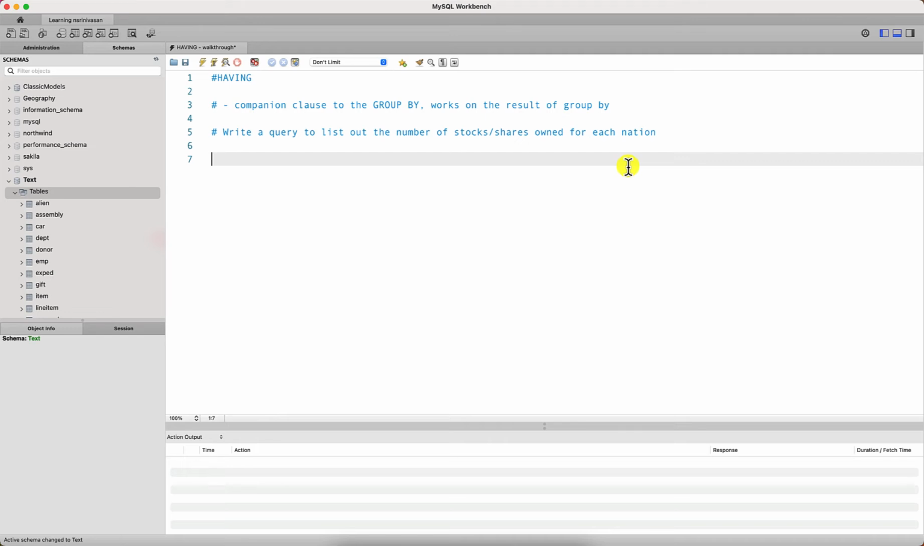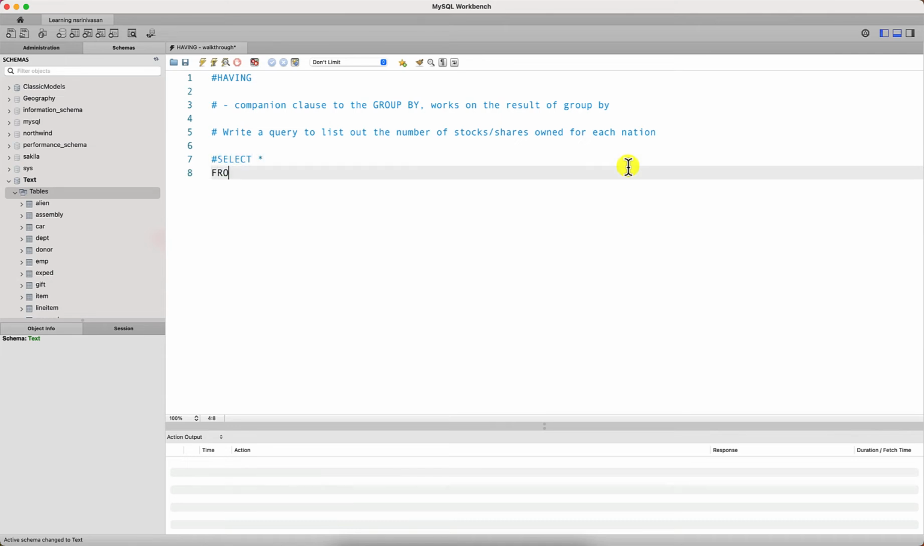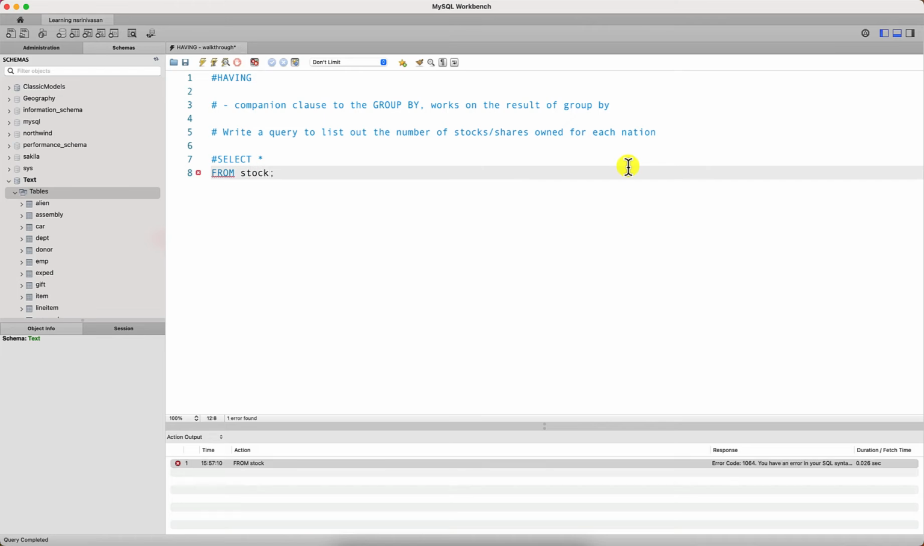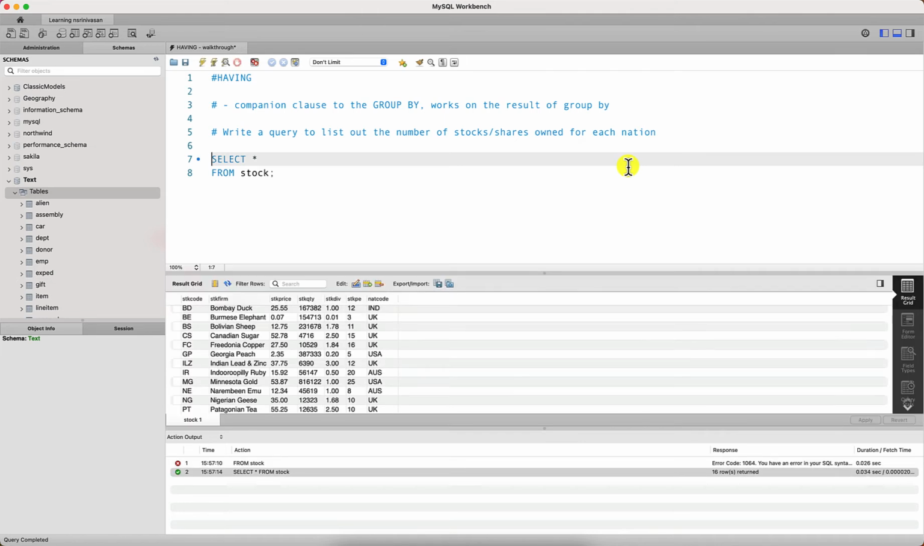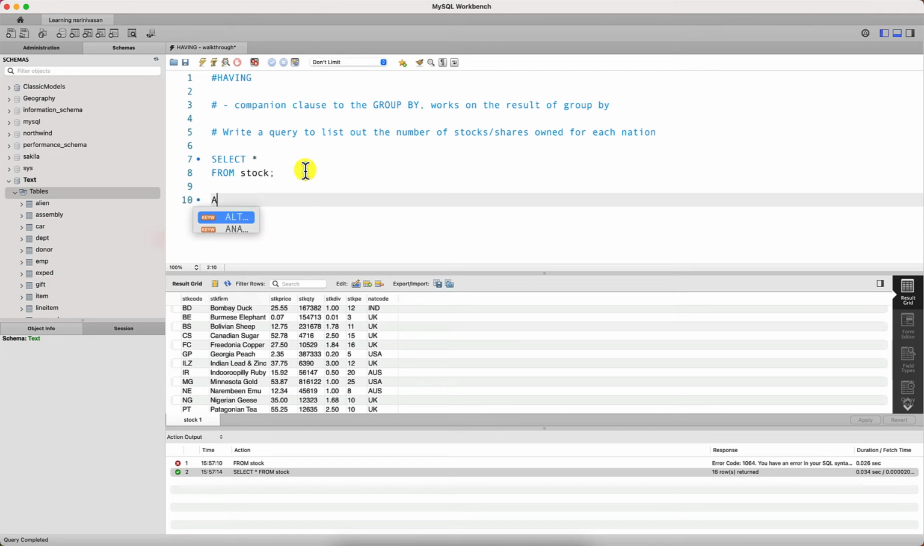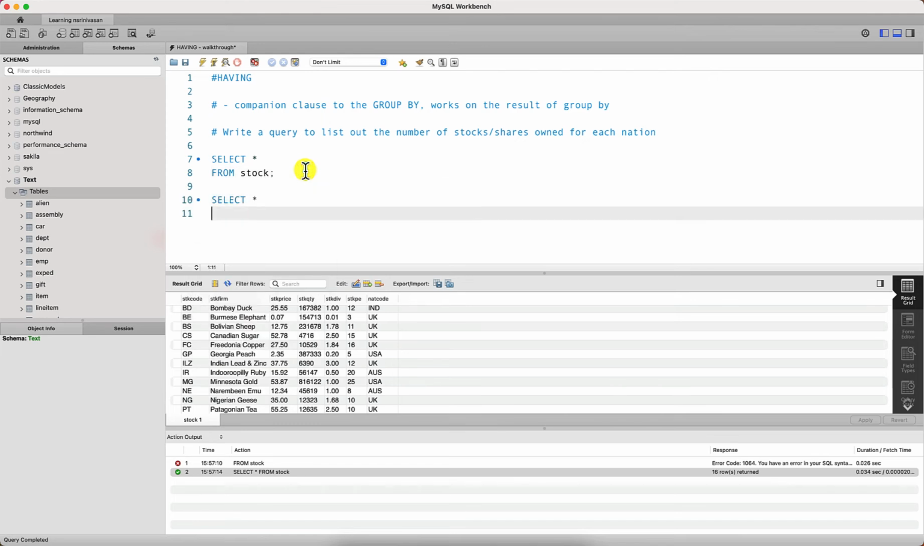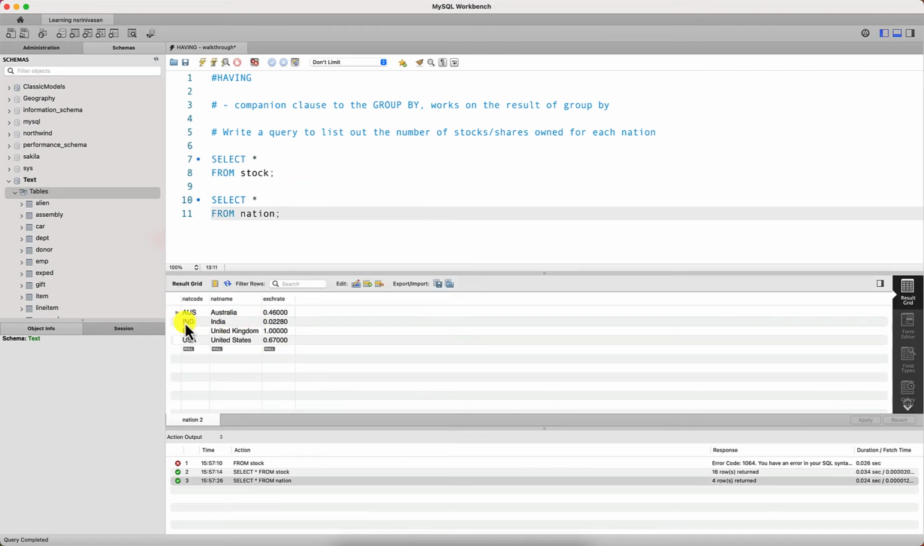Again, in this case, we are taking a look at two tables. The tables are the table stock, and if one runs select star from stock, we see stock code all the way to NAT code, and the other table is nation. Nation has information about NAT code, NAT name, and exchange rate.